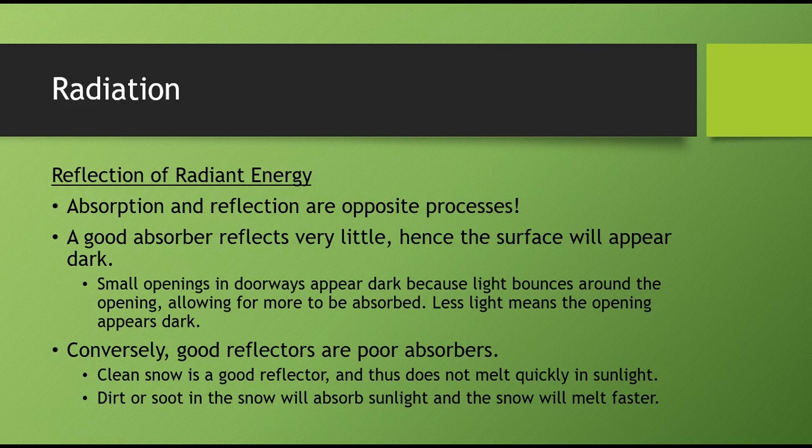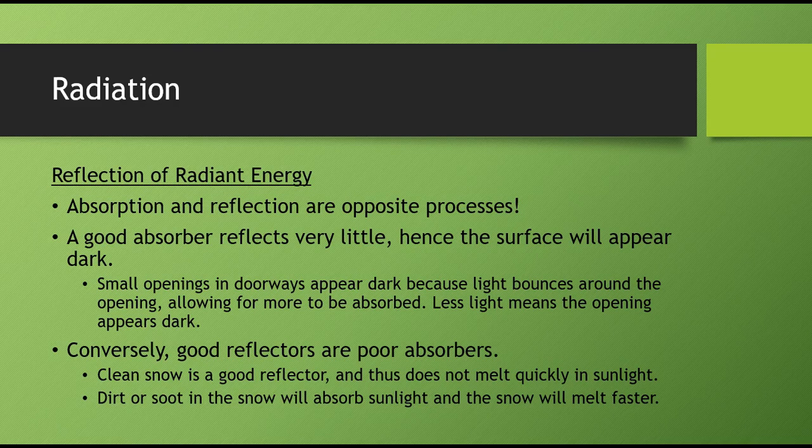So it may seem that absorption and emission are opposite processes, but they're not. They're actually separate processes. Because remember, whether it emits or absorbs depends on its surroundings. The opposite process of absorption is reflection. And this occurs when some type of energy, particularly some type of radiant energy, hits a boundary or a surface. Some of that radiant energy will be absorbed and some of it will be reflected. Those are opposite processes that occur at one instant. If you have something that's a good absorber, it reflects very little light. The surface will appear dark.